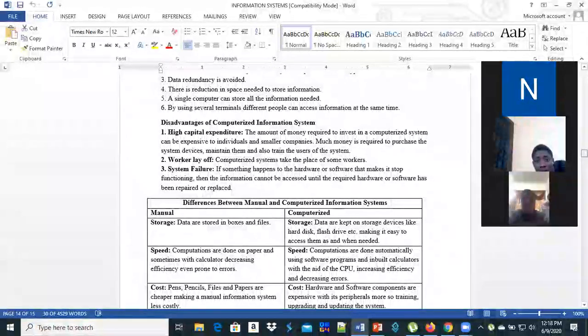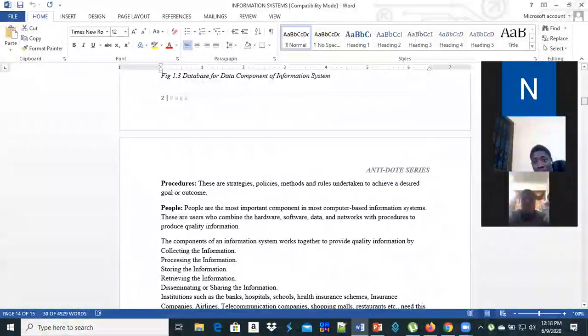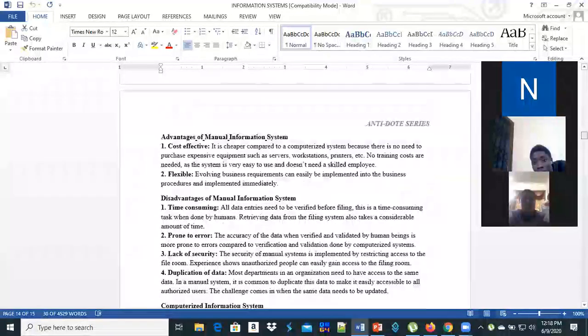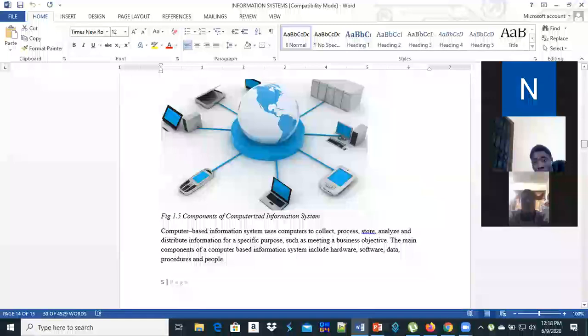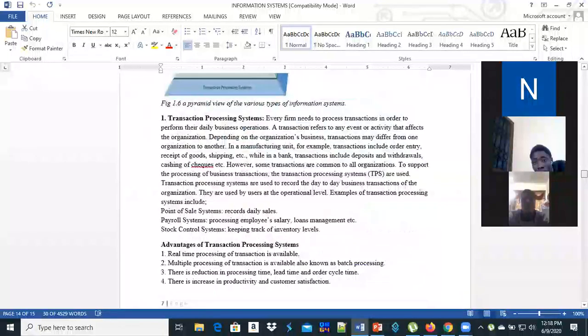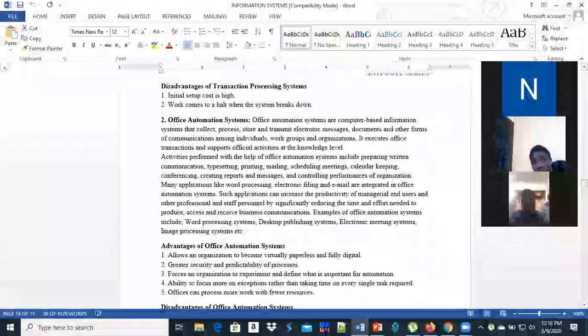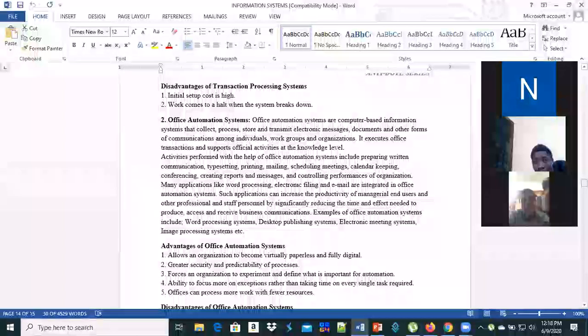So we'll look at the next one. And the next one I'll be looking at is a knowledge work system. Or before that, let's look at the office automation system. Let's look at the office automation system. So what comes to mind when you hear office automation system? Yes, Donnie?